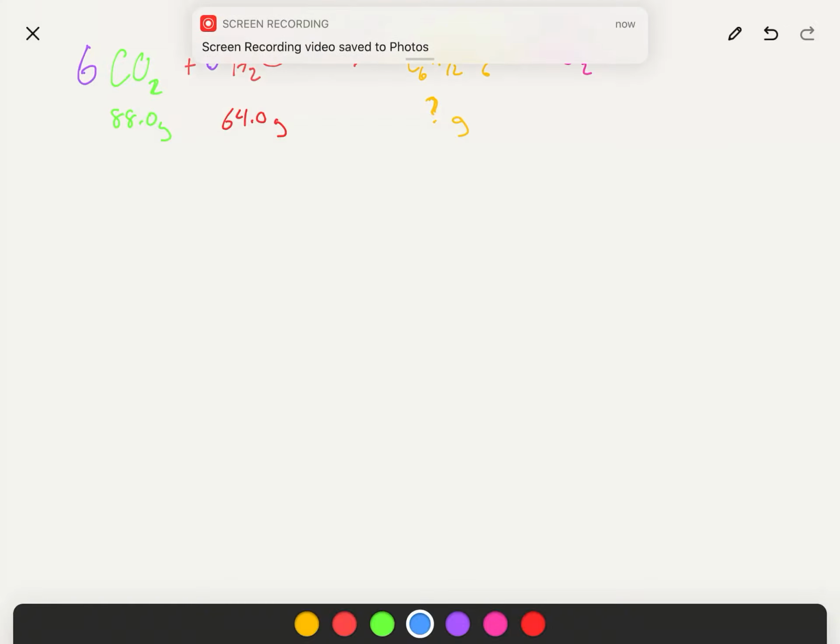Okay, here we have limiting reactant problem number 2. I used the photosynthesis equation. This one I just wanted to show that we don't always start with 100 grams of everything. Sometimes you start with different amounts.